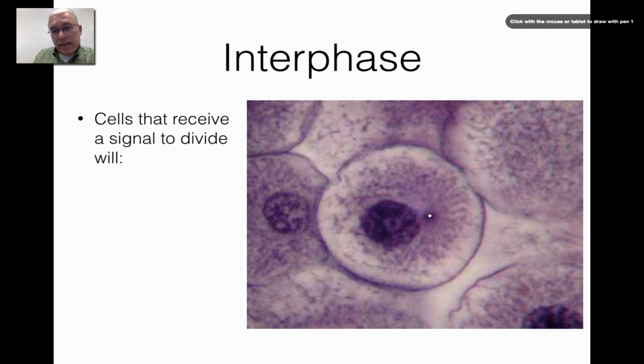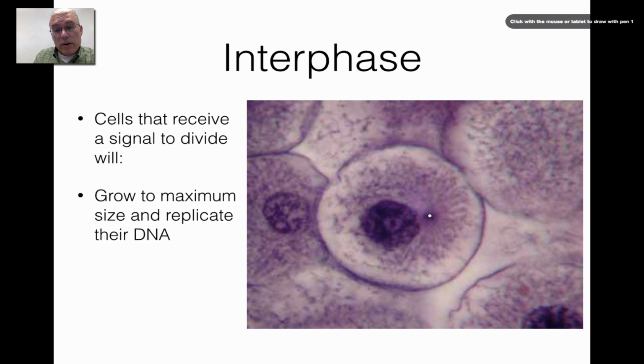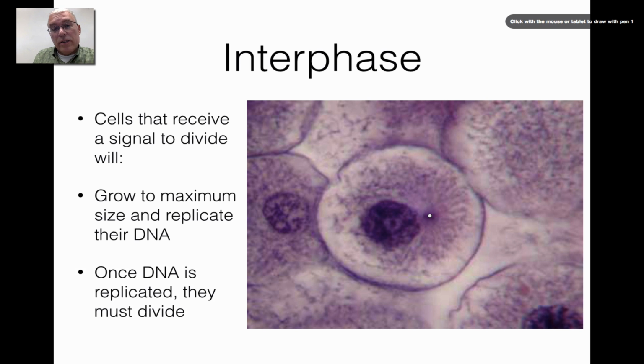Now, in interphase, if a cell receives the signal that it needs to divide, then it's going to grow to maximum size, and it's going to replicate its DNA. It's going to make a copy of all of its chromosomes. And once its chromosomes have been duplicated, then that cell is obligated to divide its nucleus. It has to complete the cell cycle.